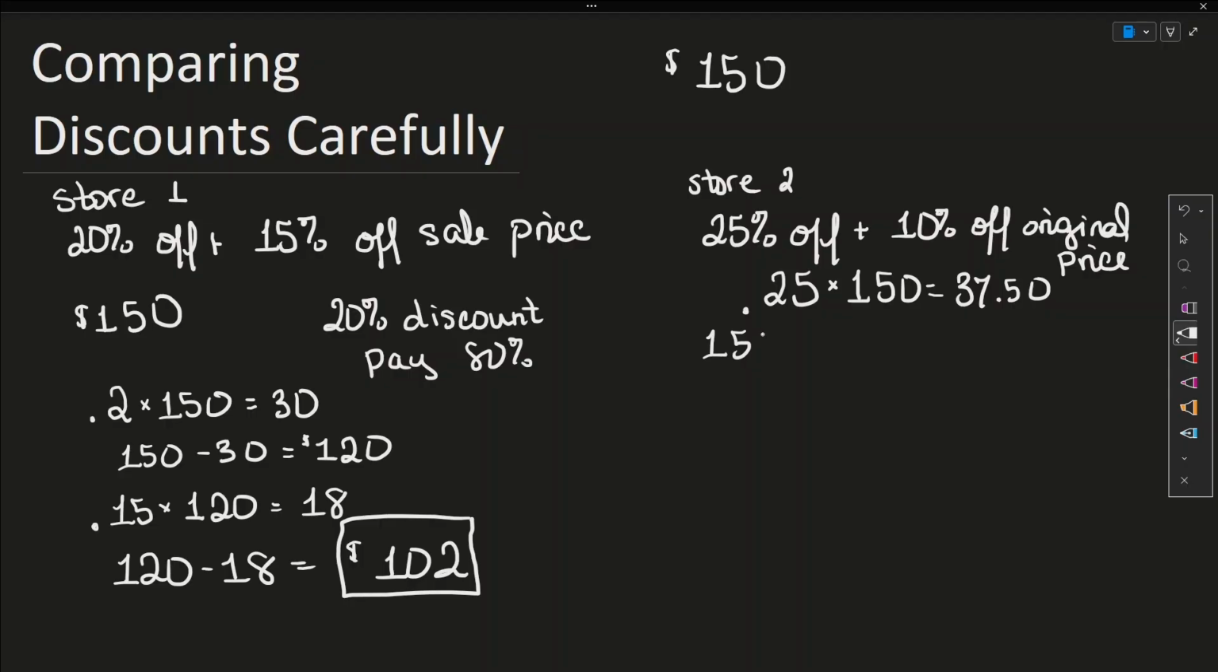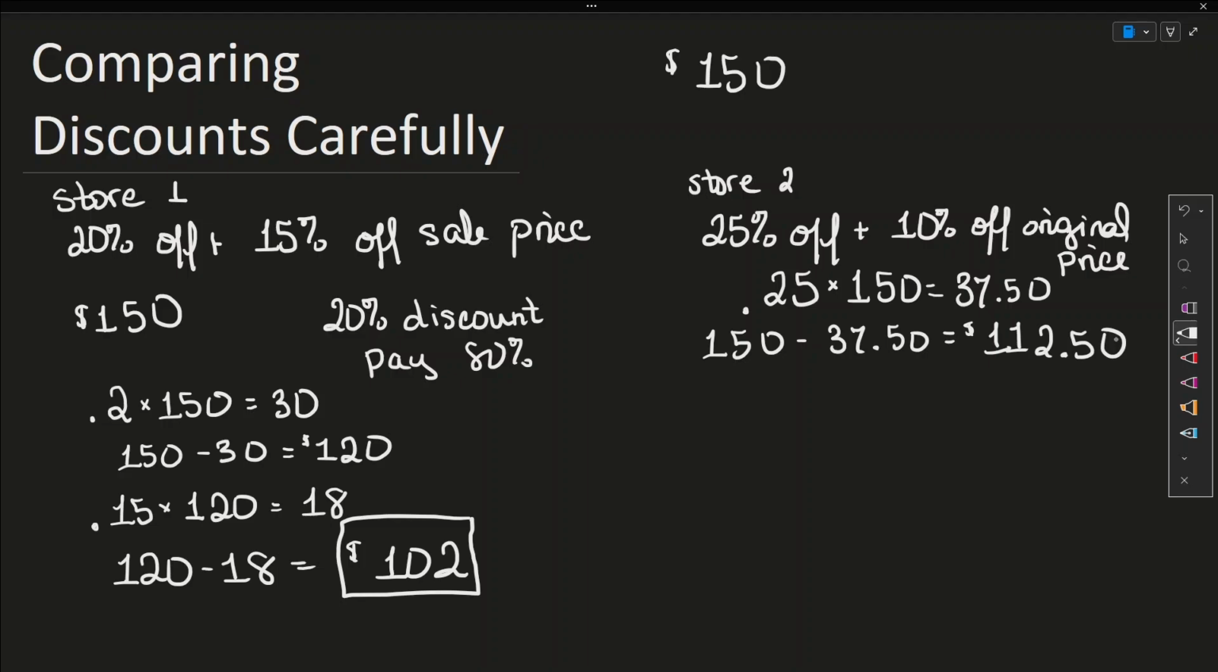So let's subtract 150 minus $37.50 gives us $112.50. So after the 25% discount, the price is $112.50.